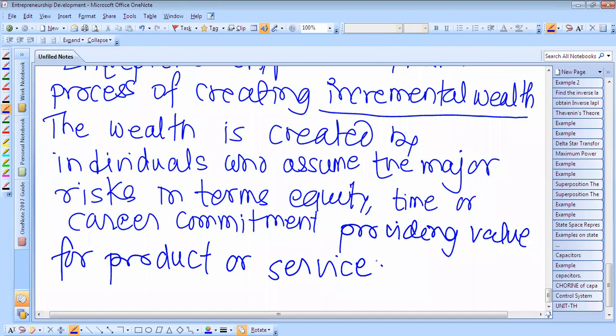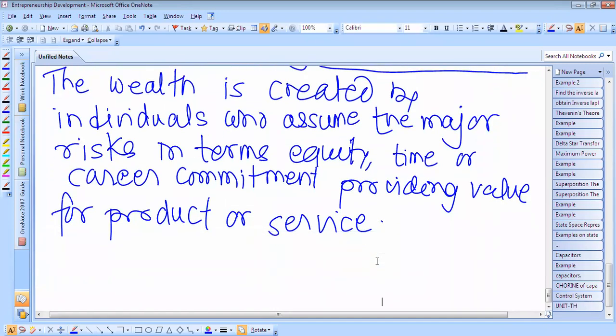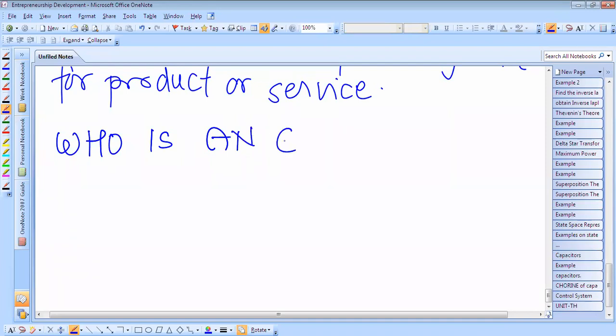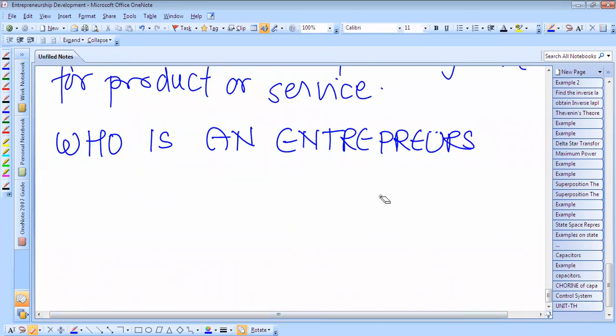Okay, so who is the entrepreneur? The next question comes to your mind. Who is the entrepreneur? Whom can we call an entrepreneur? Who is an entrepreneur?